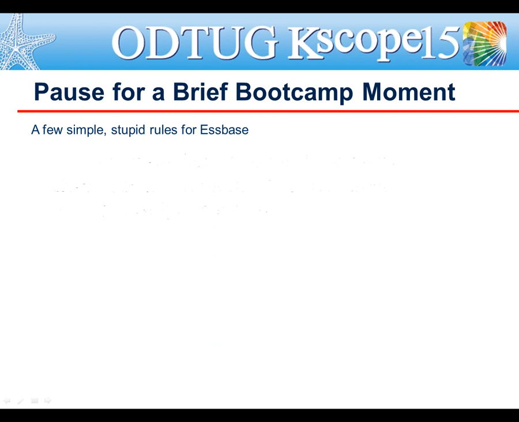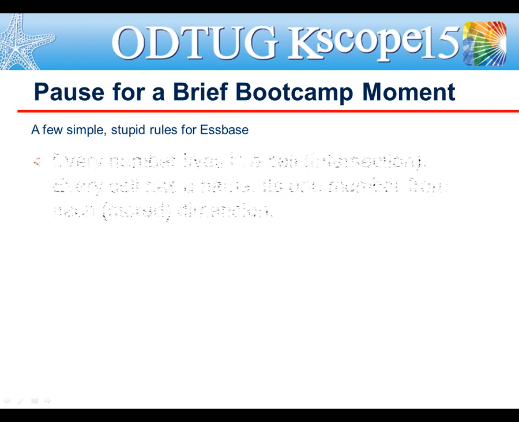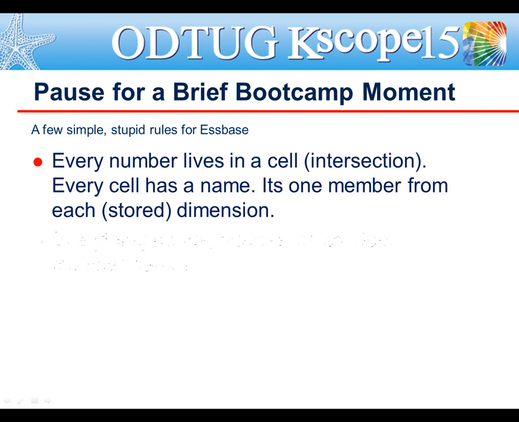Okay, pause for a moment to look at what I call some of Ron's simple stupid rules, because we're going to get into some design thinking, and we need to think back to the way Essbase behaves to come up with a good design. So, first, the iron rule of multidimensional databases. Every number lives in a cell or an intersection. Every cell has a name. That name is one member from each stored dimension.